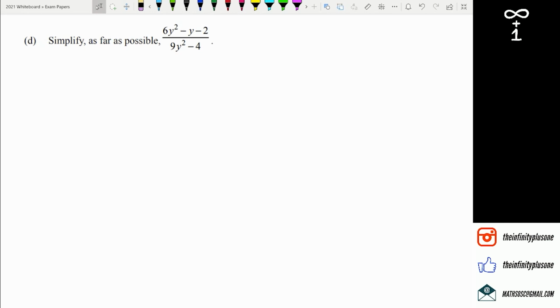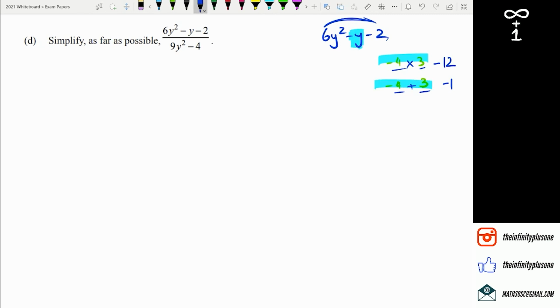So what we've got here is, first off, 6y squared minus y minus 2. We need to factorize that. I'm going to multiply these two numbers here, which gives me minus 12. I'm looking for two numbers that multiply to minus 12 and add up to negative 1. So what I've got here is negative 4 and 3. I'm going to replace this negative y with negative 4y and positive 3y. So I get 6y squared minus 4y plus 3y minus 2.